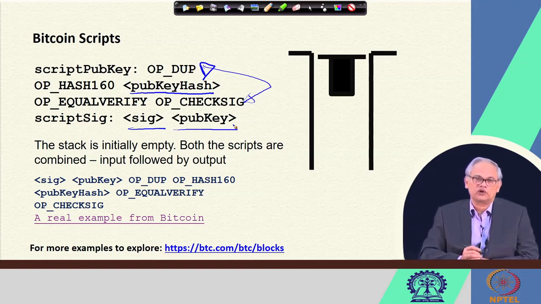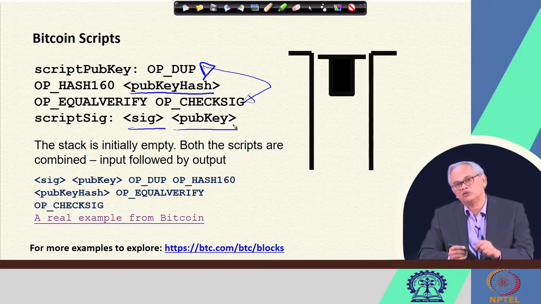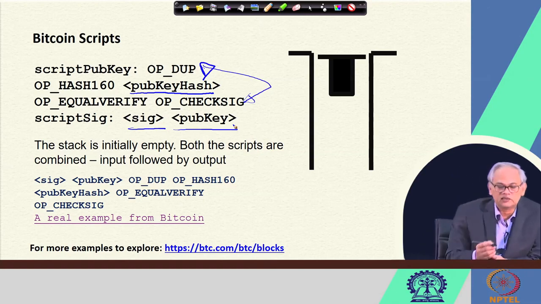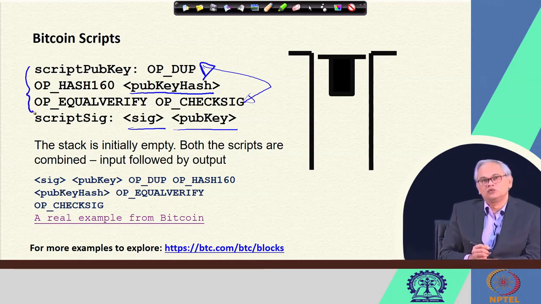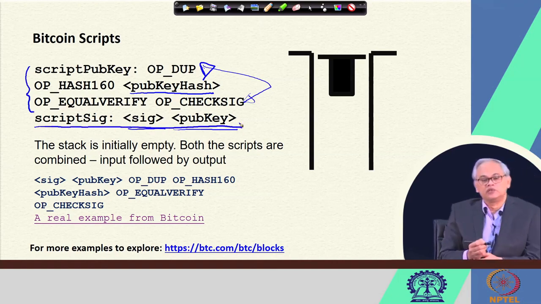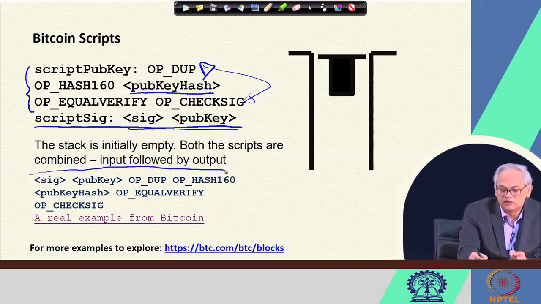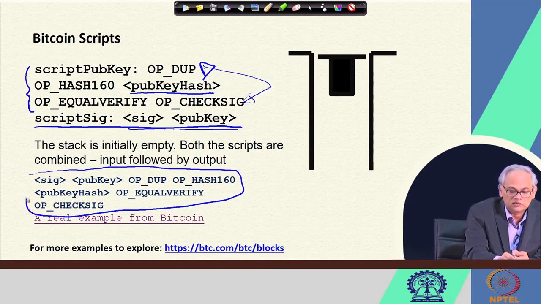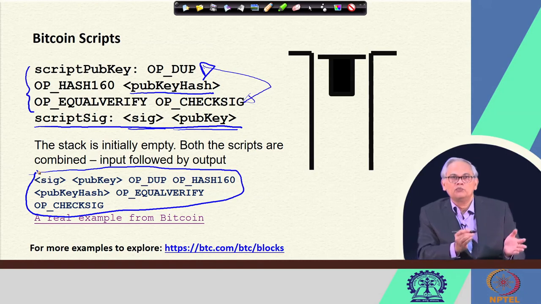So, in that context we are talking about... Now, when Alice has sent those 40 bitcoins to Bob, Alice had sent the script pub key part. So, only this part was sent by Alice to Bob, and then when Bob is trying to claim, Bob will be using this, adding the script sig, and then these two together is now going to be processed by the stack. So, the stack is initially empty and both the scripts are combined, input followed by output.